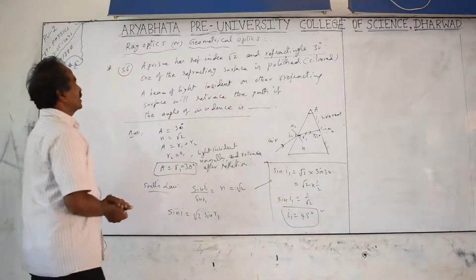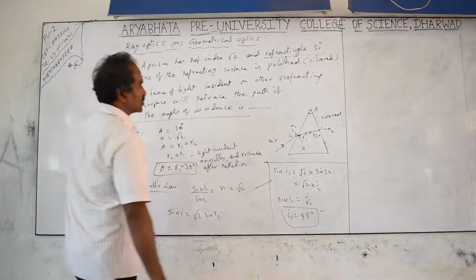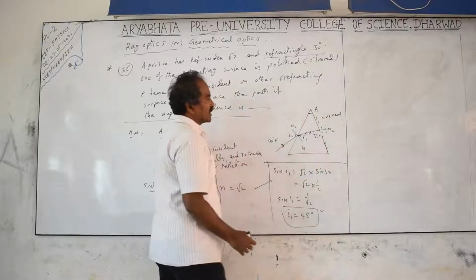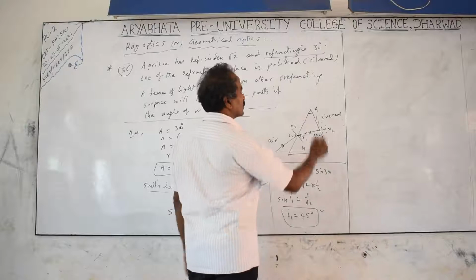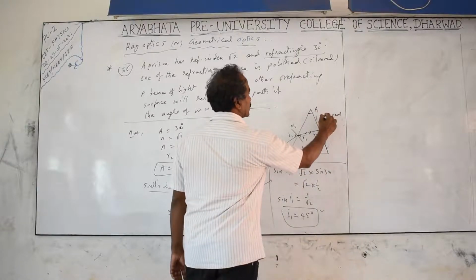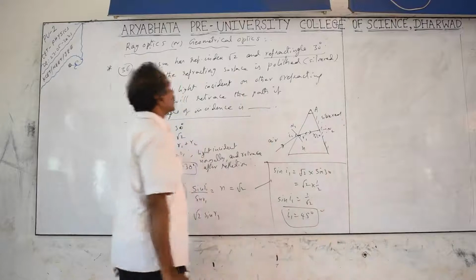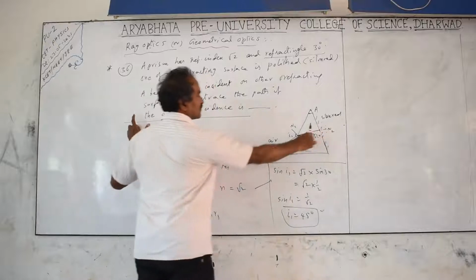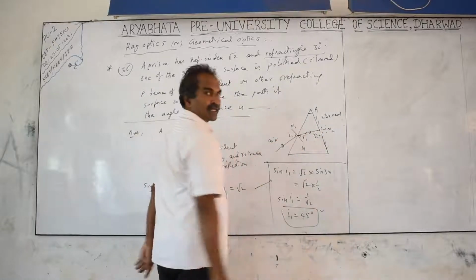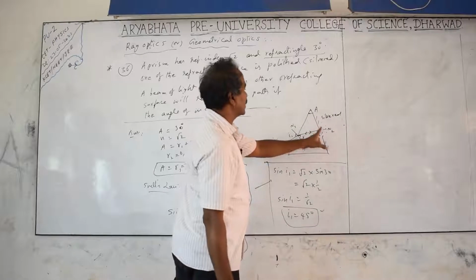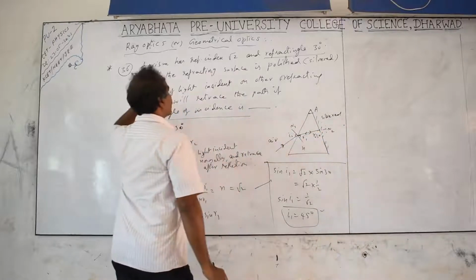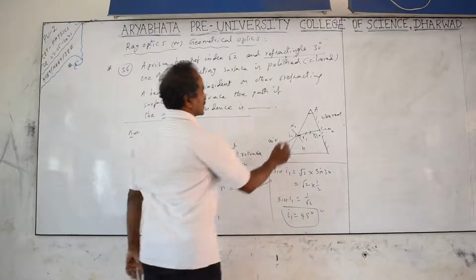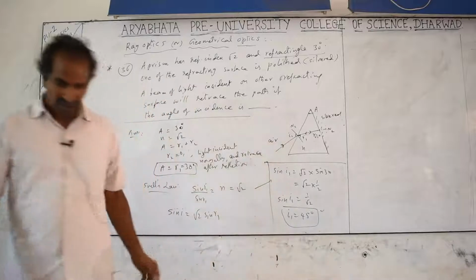prism. And one of the refracting surfaces is polished, means made perfectly smooth so that light behaves like a mirror. Polished, making perfectly smooth, and instead of that you may be given it as silvered. A beam of light incident on the other refracting surface will retrace the path if the angle of incidence is... On the first surface, the angle of incidence we have to find out.